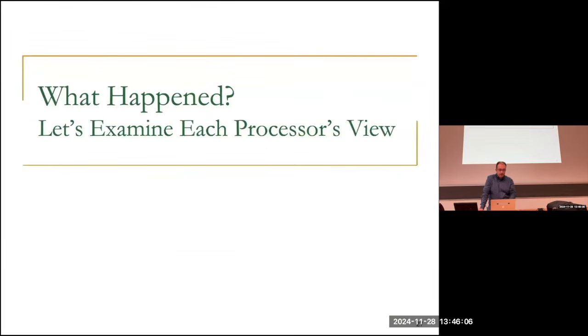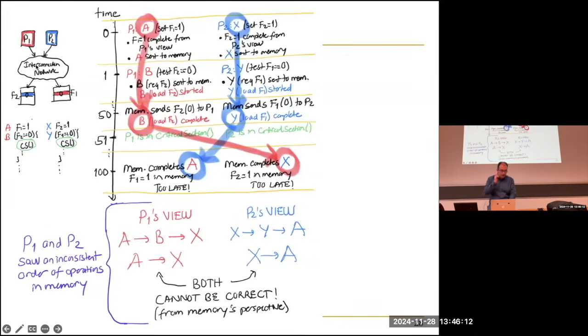So now we want to see each processor's view of what's happening here. From the processor 1 perspective, this is the order. Processor 1 sends A, right? And then processor 1 sends B. And then processor 1 basically sees X happening in the main memory, right?